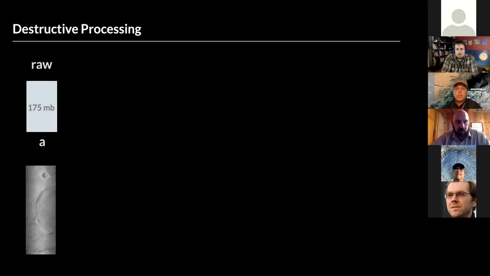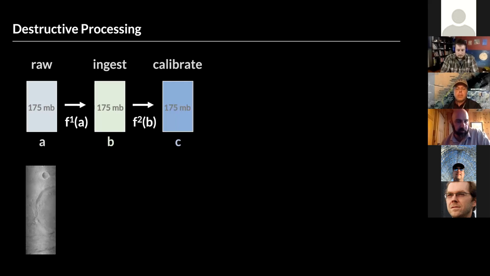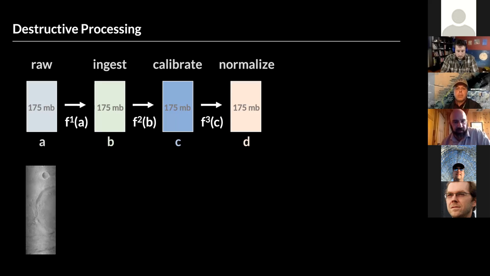So the traditional way of taking raw data and processing it into a derived product is what we're terming destructive processing, which is what you're all used to in terms of how ISIS works, how GDAL works, in terms of a processing pipeline. So you have a file that may be 175 megabytes. You perform a function on it and create a new file to get it into ISIS. From there, you would perform another function on it, maybe a radiometric calibration. You create another 175 megabyte file. You want to normalize it. These are just the steps that we use in the processing of the data for the mosaic.